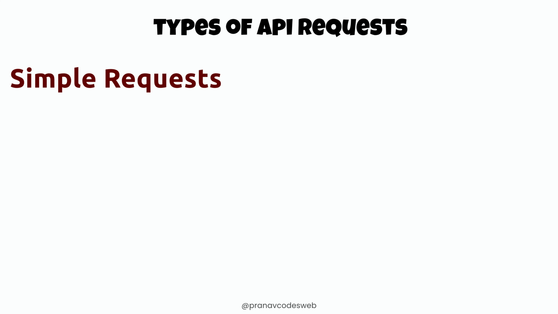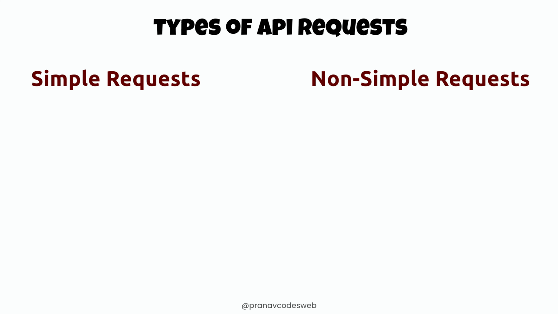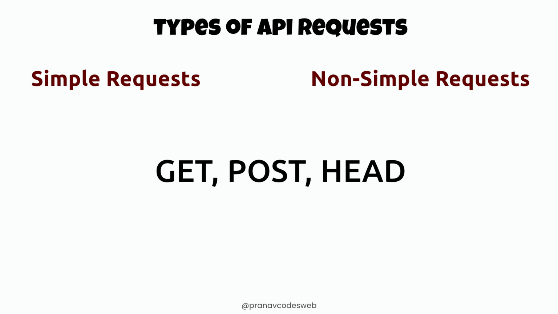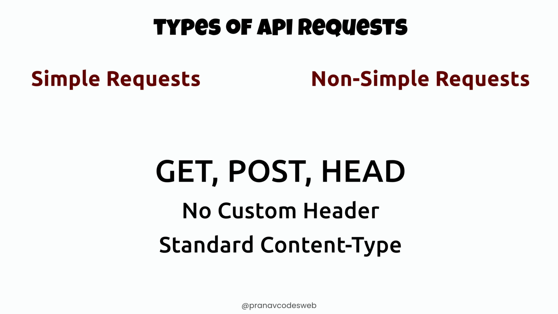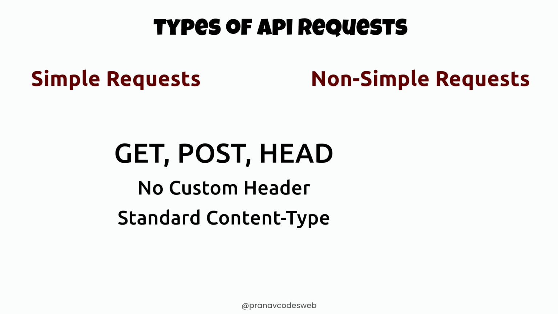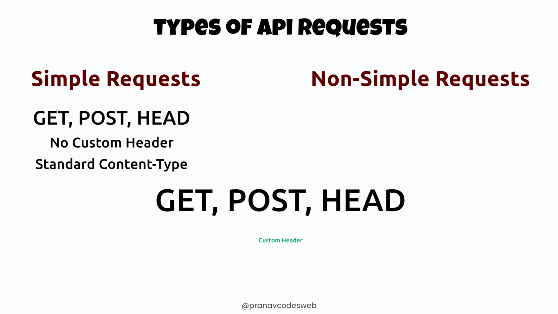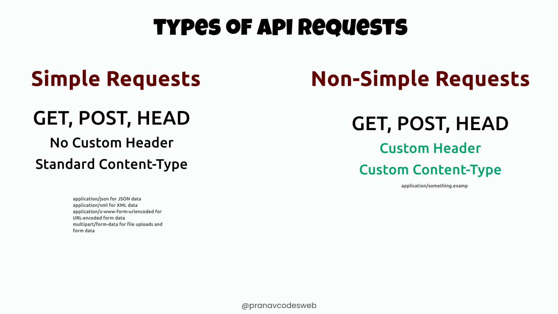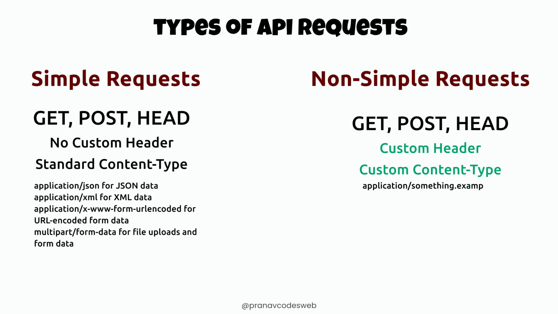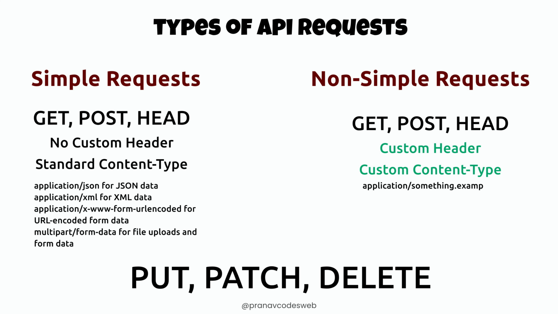Let's understand the types of request. One is the simple request, another one is the non-simple request. A request is called a simple request if it meets certain criteria: it has to be a GET, POST or HEAD method, does not include any custom headers, and should use a standard defined content type. Then this request qualifies as a simple request. Note that if any of these GET, POST or HEAD methods has a custom header, then this request is not called a simple request. So apart from these methods, PUT, PATCH, DELETE are by default non-simple requests.